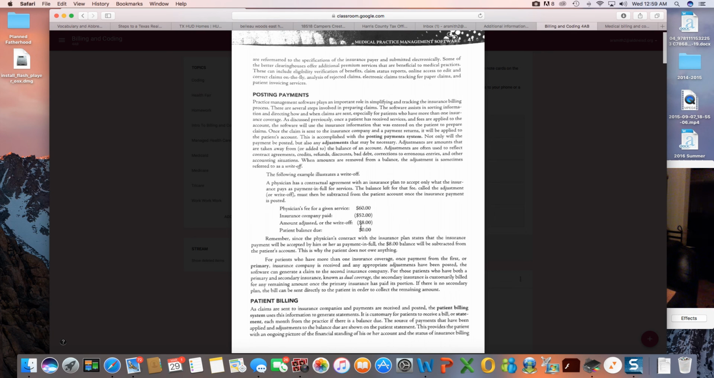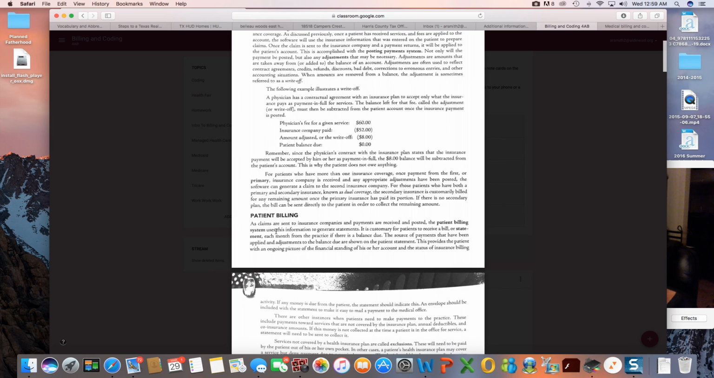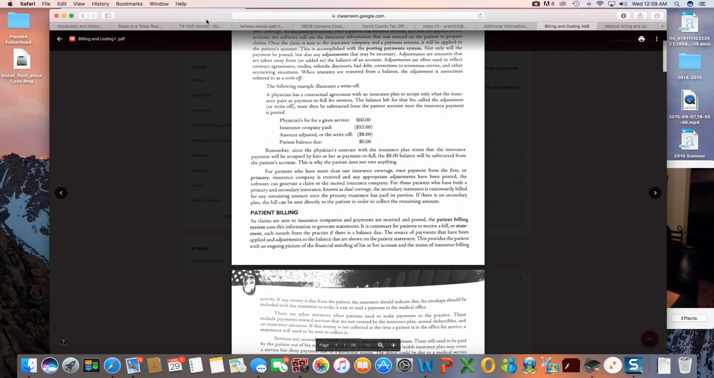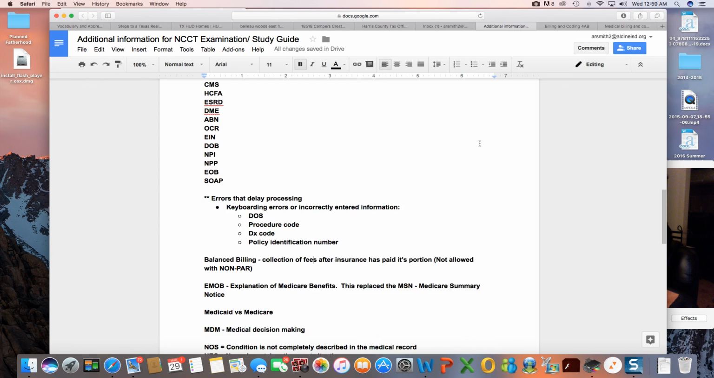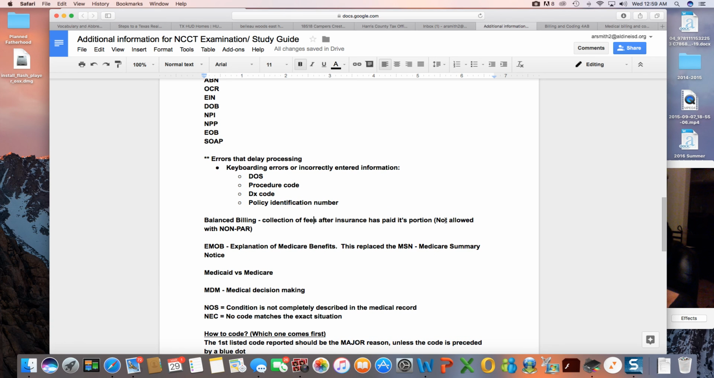So with balance billing, you would have to give the balance, which would be $8. If the doctor charged 60, the insurance company paid 52, the patient owes $8. That's what balance billing is. And it tells you this right here. As claims are sent to the insurance companies and payments are received and posted, the patient billing system uses this information to generate statements. It is customary for patients to receive a bill or a statement each month from the practice if there's a balance due. So balance due, balance billing, same thing. Balance billing is not allowed with non-par, meaning non-participating physicians in an insurance plan.